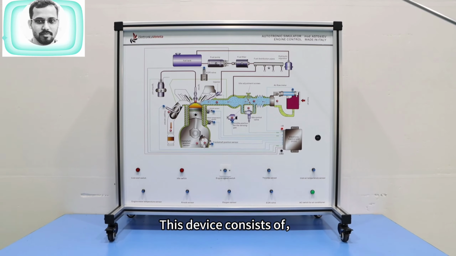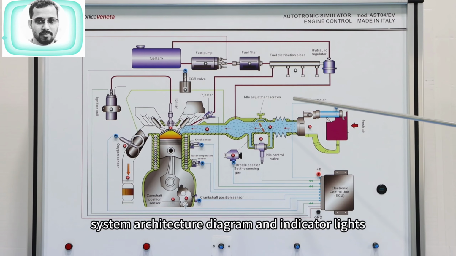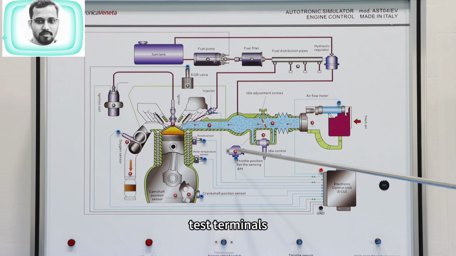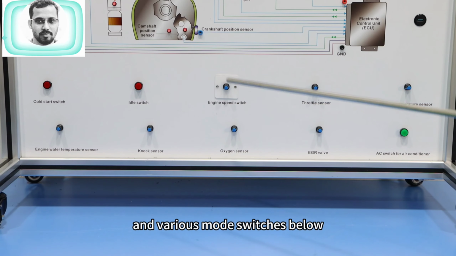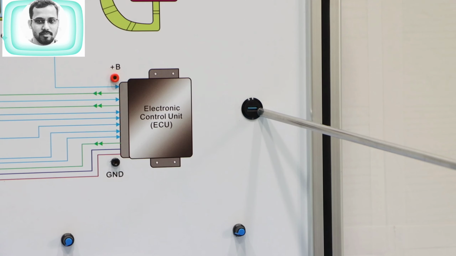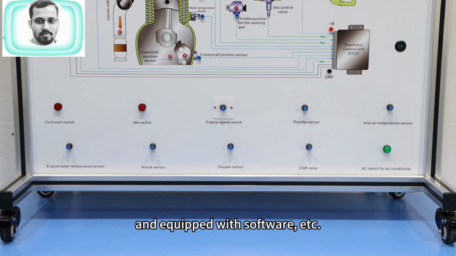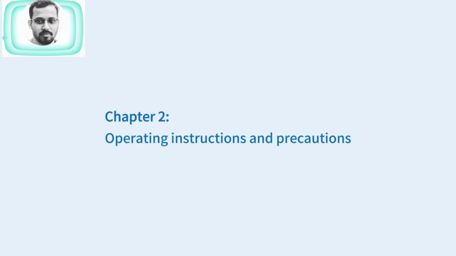This device consists of a system architecture diagram and indicator lights, test terminals, and various mode switches below, a USB interface, and is equipped with software, etc. Chapter 2 Operating Instructions and Precautions.